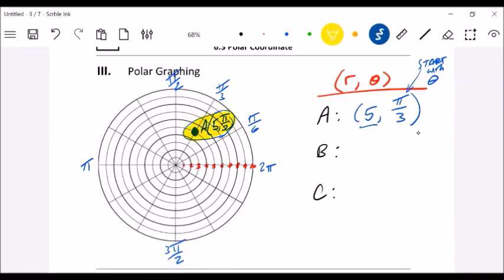Now let's look at B. And B, I'll put in red here. We're going to do 9 and pi. So go to where pi is. So we're going this way. And we're going out a distance of 9, which is here. So 9 and pi.